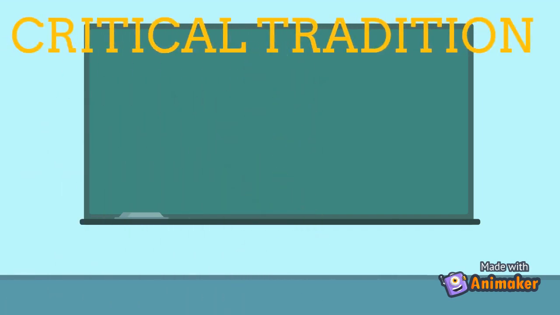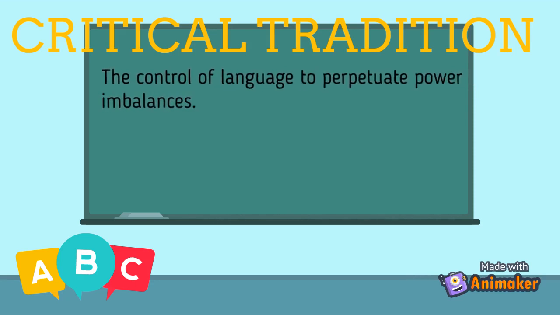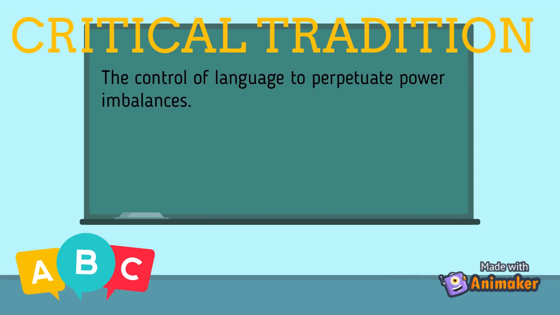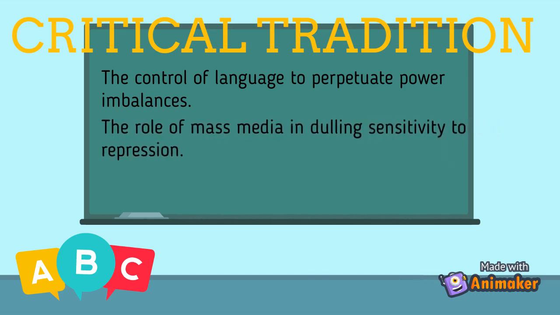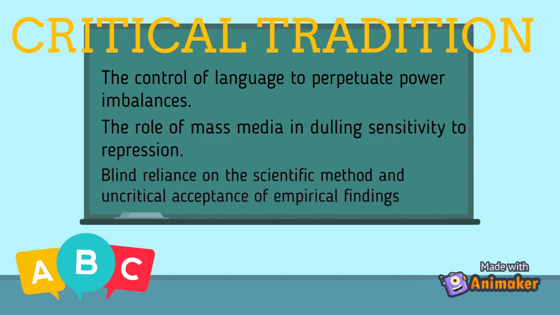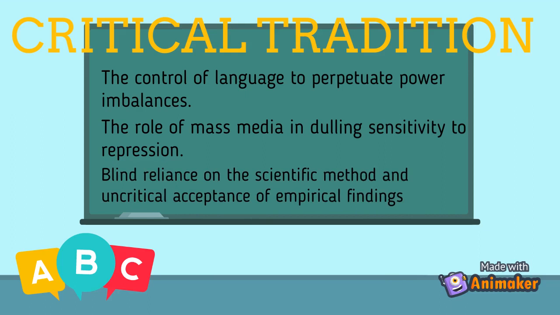The fourth one is the critical tradition. The 2 main points of this tradition are language and ideology. The group who controls the language can actually be dominant within the given society. Critical scholars challenge 3 features of contemporary society. The first one is the control of language to perpetuate power imbalances. The second one is the role of mass media in dulling sensitivity to repression. And the third one is blind reliance on the scientific method and uncritical acceptance of empirical findings.